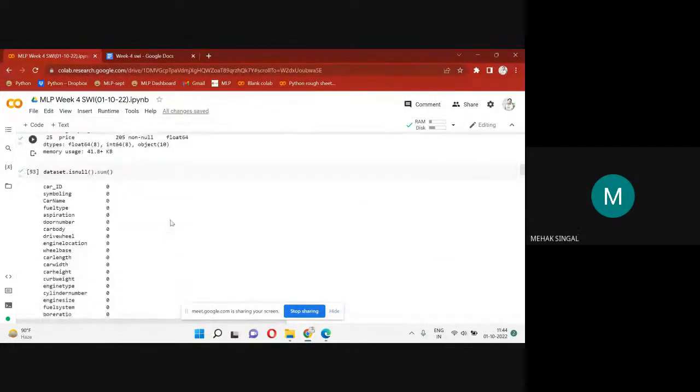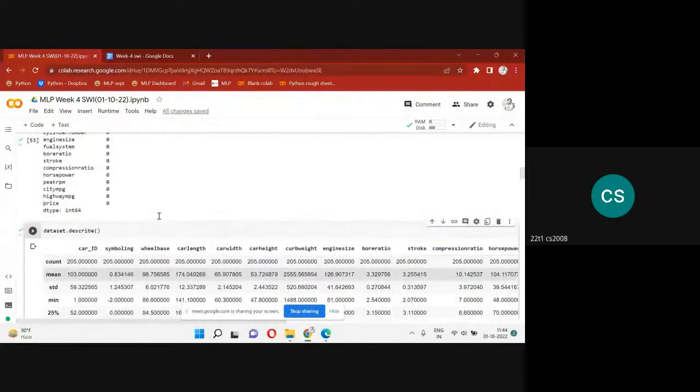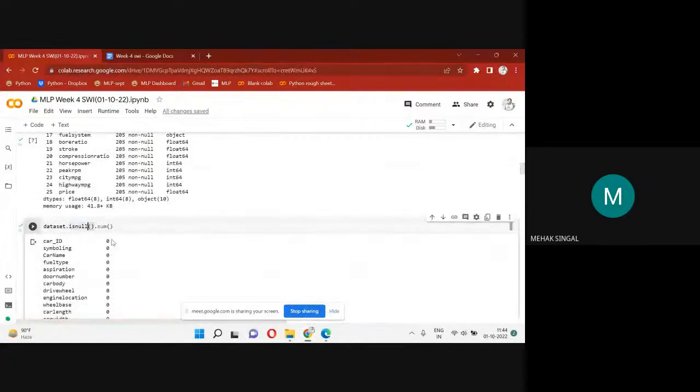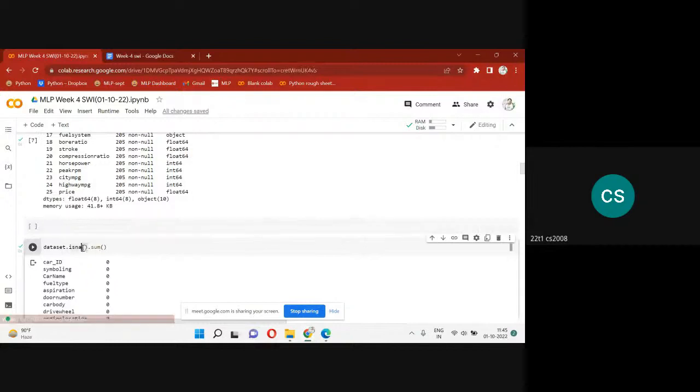Yeah, please say. One question: what is the difference between isnull and isna? It's not an issue, both will give you the same answer. Isnull or isna both give the same answer. But in NumPy you have np.isnan. Have you seen that? In NumPy you use isnan, but here isna and isnull both work and do the same work.